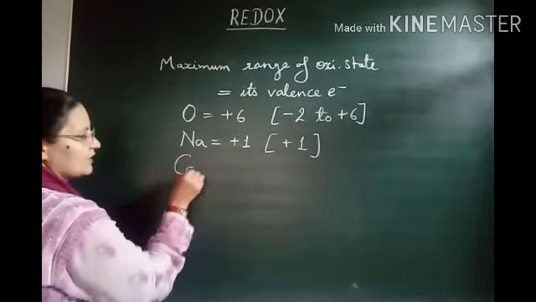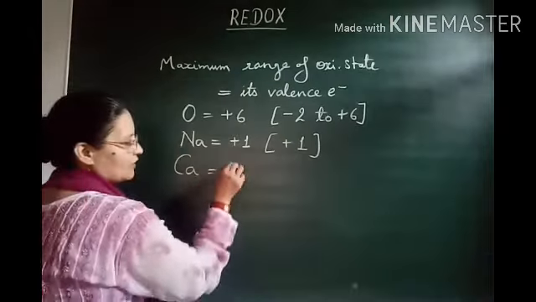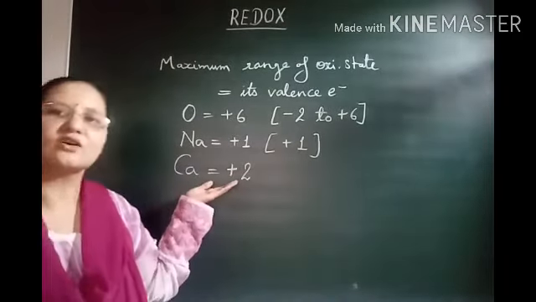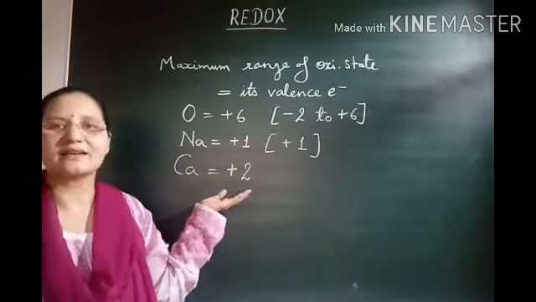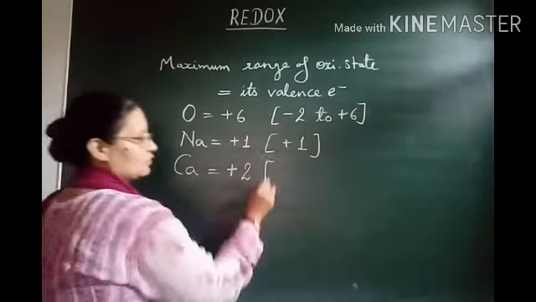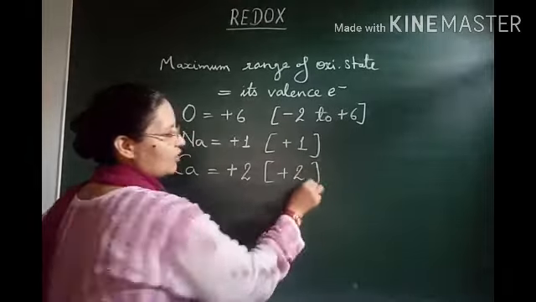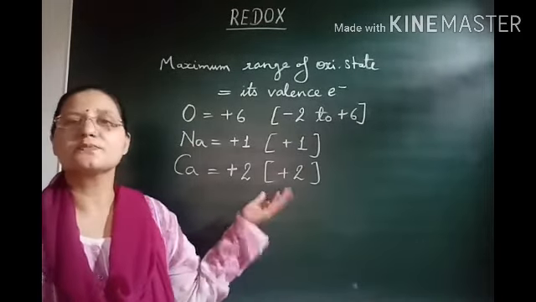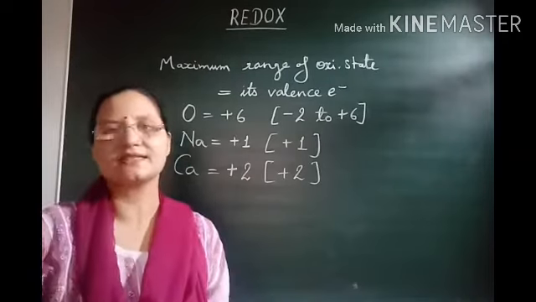Same for calcium. Outermost shell electrons are 2 and valency is also +2. So the range is only +2. So if we require the oxidation state of calcium anywhere, we can just use +2 without any hesitation.